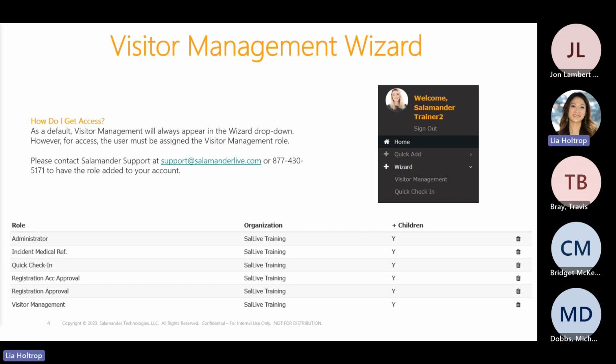Initially, the account administrator will need to contact us either by email or by calling into our support line and have that role added to their security user profile. Once they have access, they can then assign it to other users at their discretion.